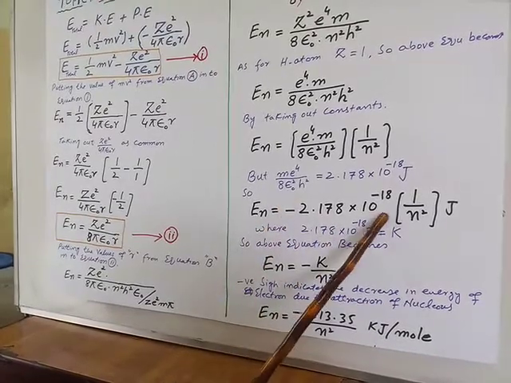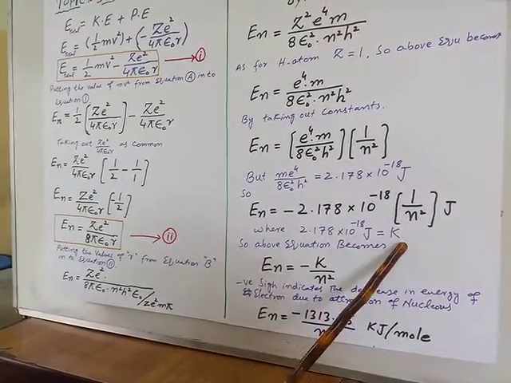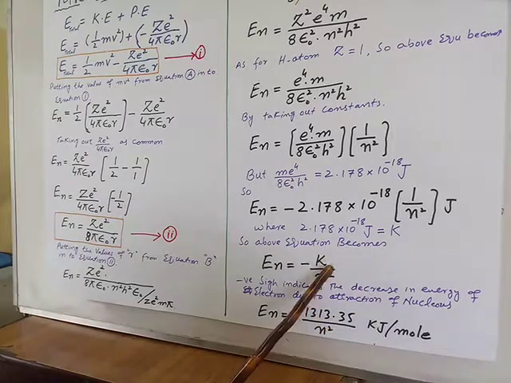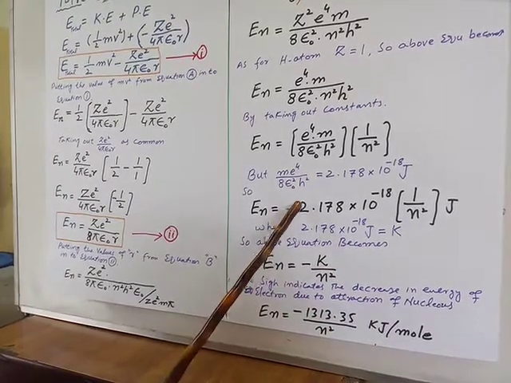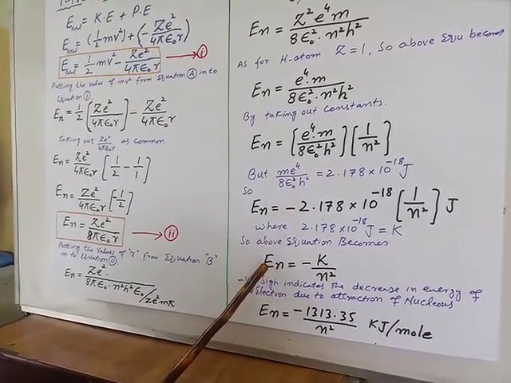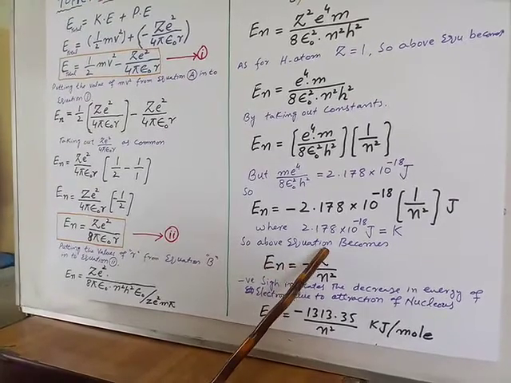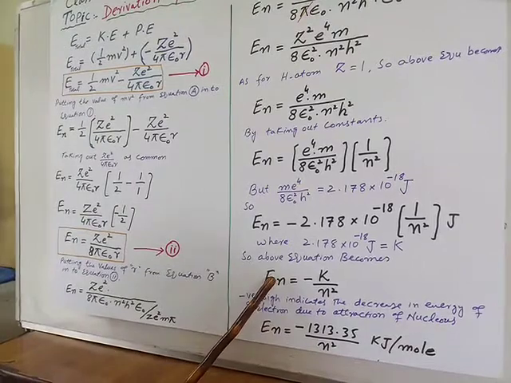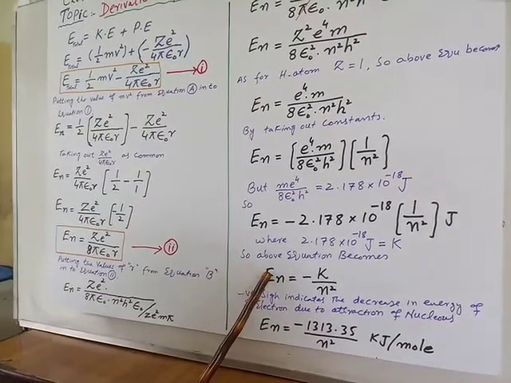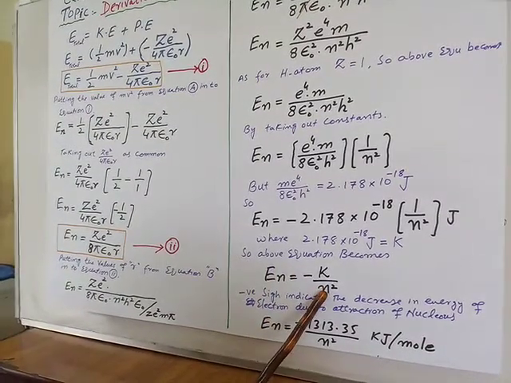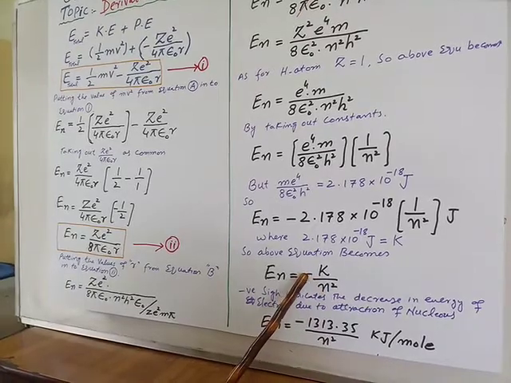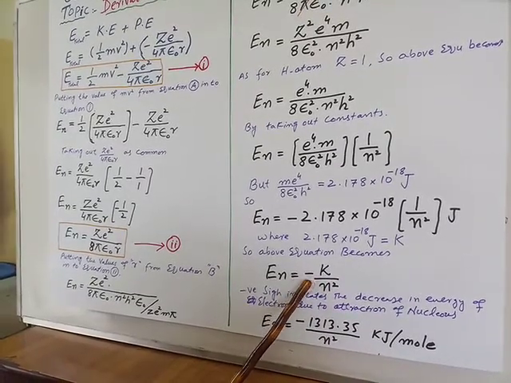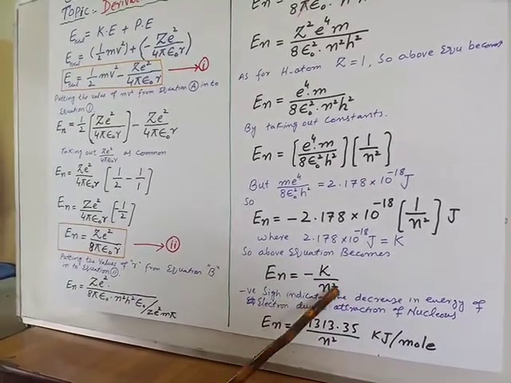Now they have considered this term equal to K, which is constant. So this equation will become En is equal to minus K by n square. Now look at this. En is inversely related to n square, but here is a minus sign. So in order to remove the minus sign, we have to invert this equation.